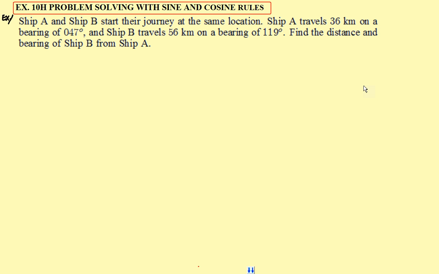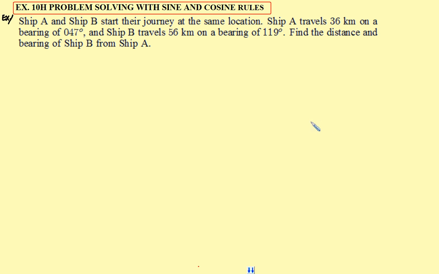It says that ship A and ship B start their journey at the same location. Ship A travels 36 kilometers on a bearing of 47 degrees, and ship B travels 56 kilometers on a bearing of 119 degrees. Find the distance and the bearing of ship B from ship A.